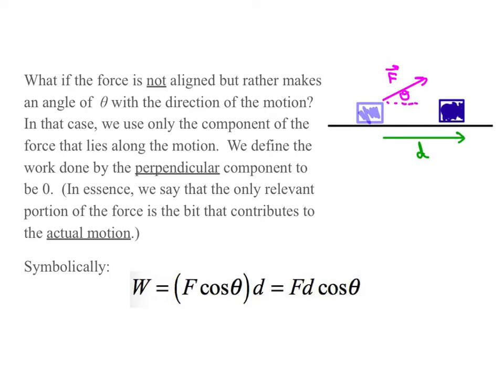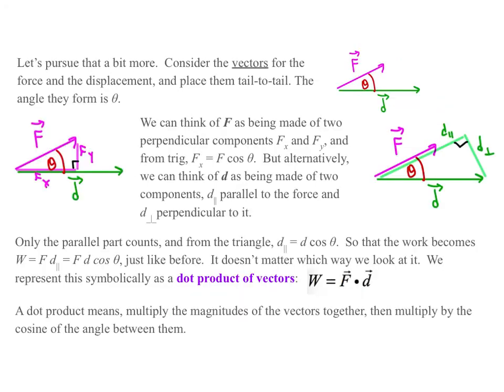In essence, we'll say that the only relevant portion of the force is the bit that contributes to the actual motion that goes on. Symbolically, we end up saying that the work is not F times D, but F cos theta times D, because that's the part or component of the force along the motion. And we get a more traditional thing people write as FD cos theta. And this is the one that students tend to remember and then can sometimes make mistakes with.